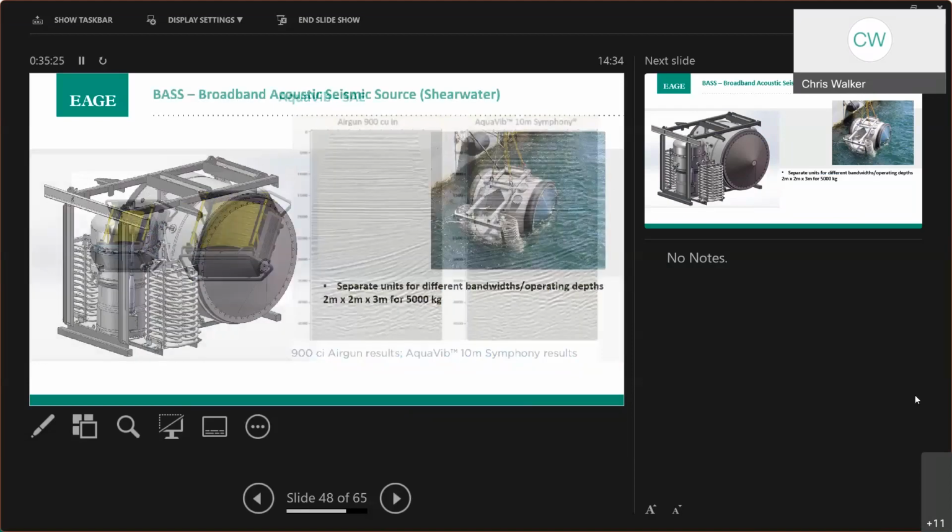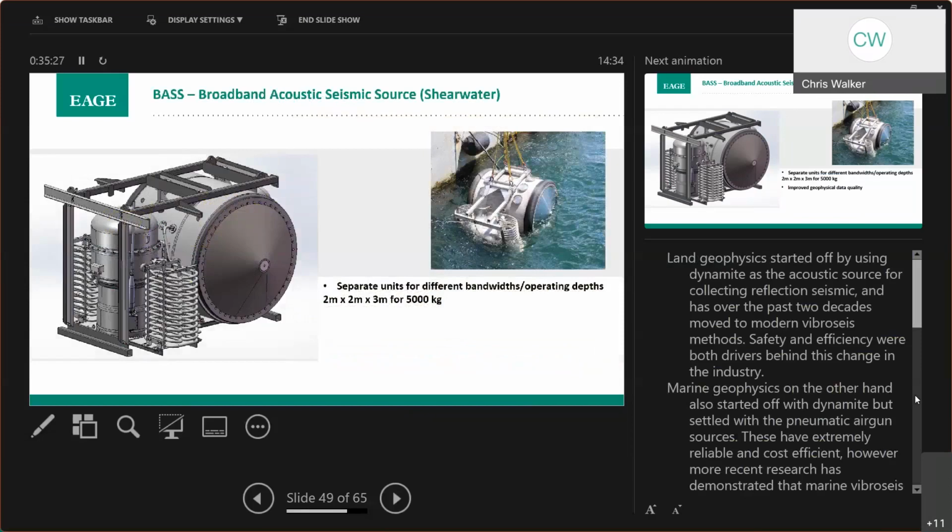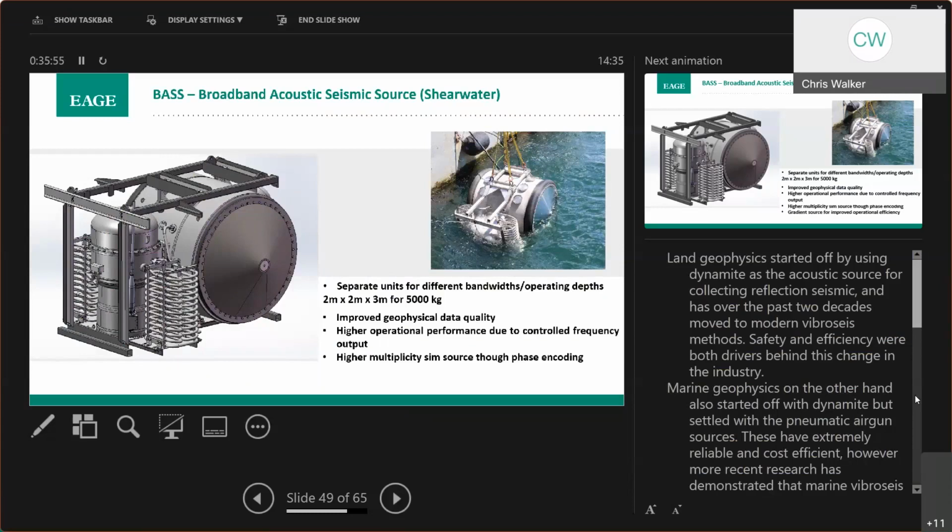Next slide, please. This is Shearwater's broadband acoustic seismic source, a very clever acronym, BAS. It has separate units for different bandwidths. The units themselves, again, are fairly large, 2 meters by 2 meters by 3 meters, and weigh 5,000 kilos. The intent here is to deliver improved geophysical data quality and higher operational performance from the units, because you've got control of the frequency and phase output of the units.